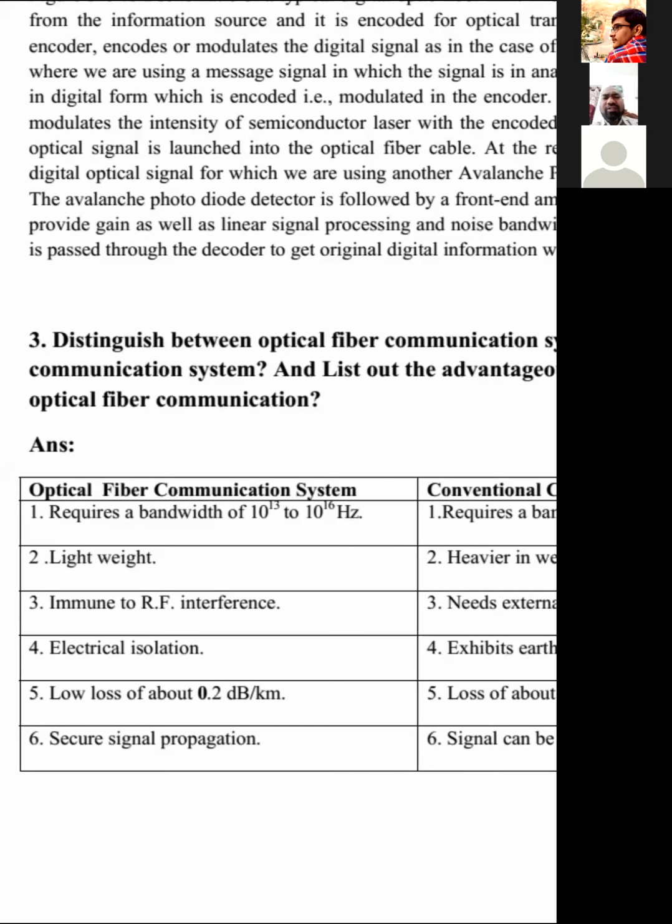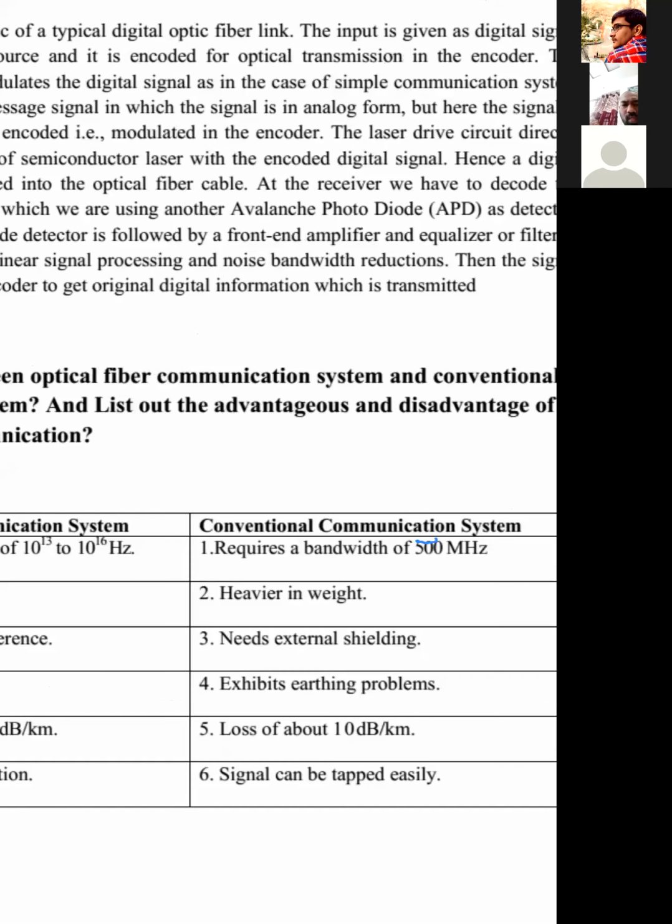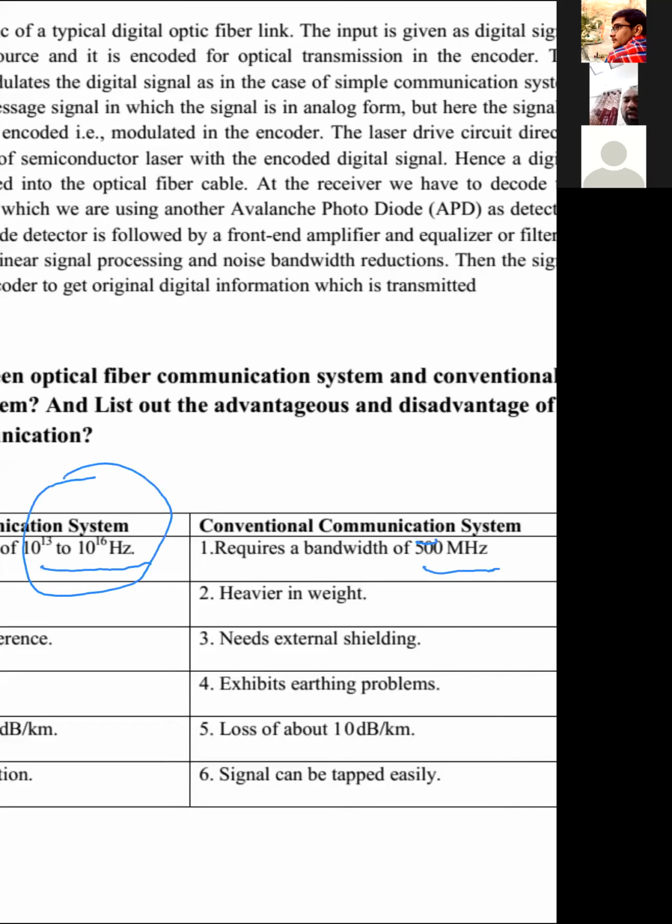10 terahertz to 10 petahertz. Peta means 10 power 15. I repeat, 10 terahertz to 10 petahertz, PETA. Whereas a conventional communication system requires a bandwidth of around 500 megahertz only. You can see it here. Here this is 10 terahertz to 10 petahertz, and this is 500 megahertz.